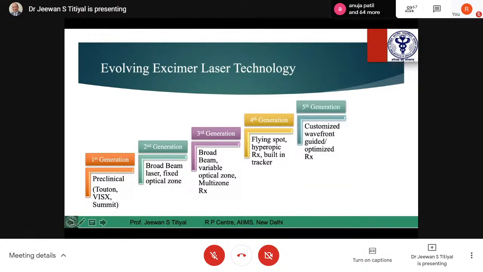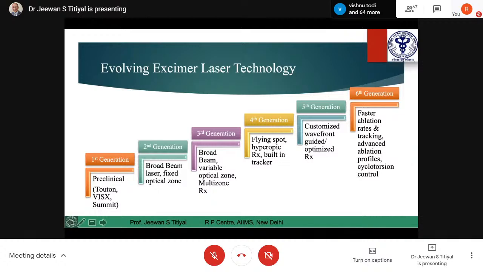And that was possible because we had a built-in tracking system, by which the entire laser spots were tracked. No laser spot will be coming one over another. And if the eye movement is too much, which the tracker cannot assess, then the laser will stop. Then we had a customized treatment coming up with the 5th generation systems. Now we have a 6th generation where we have a much faster ablation rate.